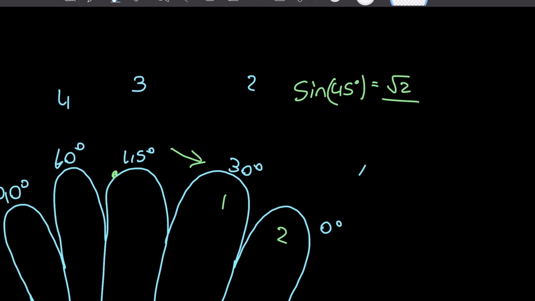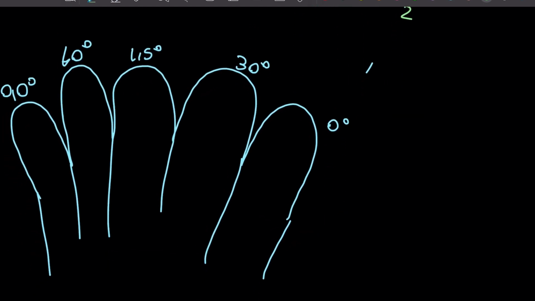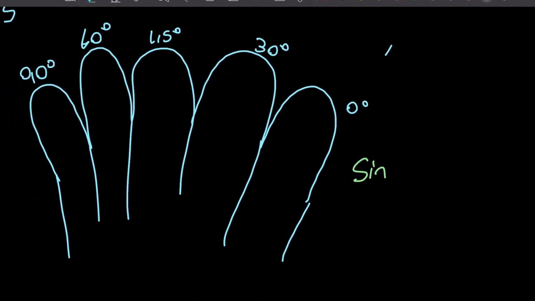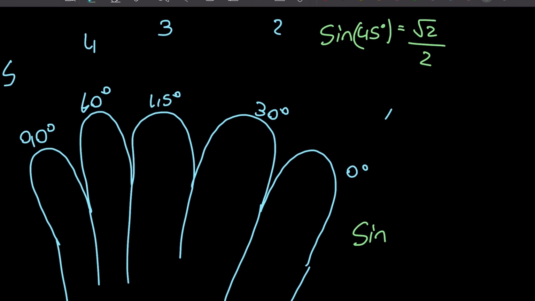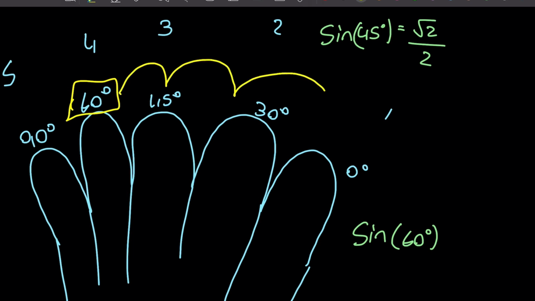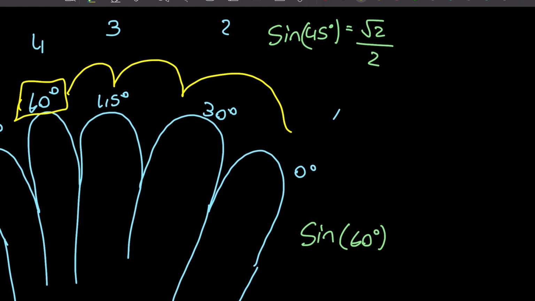So let's say, for example, you wanted to find sine of 60 degrees. So if you follow that same example I just had, you look for 60 degrees. 60 degrees is right here. And then you look at the amount of fingers to the right of that 60 degrees. So 1, 2, 3. And what we're going to do with that is instantly square root the 3. So square root of 3, over 2. And hopefully you're getting the hang of it by now.